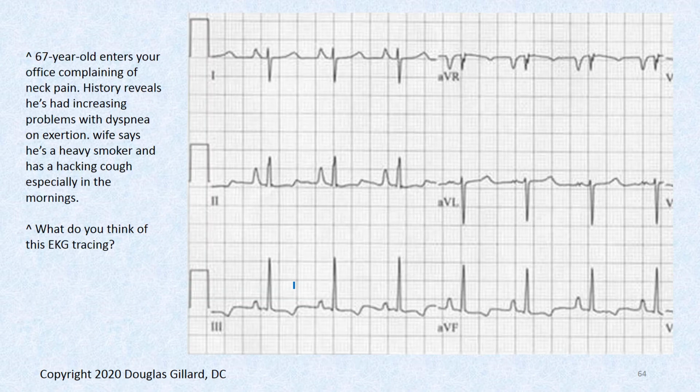You decide to take an EKG, and the 67-year-old wife says he's been a heavy smoker for many years, hacking cough. What do you think? Remember this one? Look at that P wave. That's way too big. It's taking tons of voltage to push through the atria. So that means the atria are enlarged. And we can also go, what's the axis? What's the ventricular mean electrical axis? Which way is it headed?